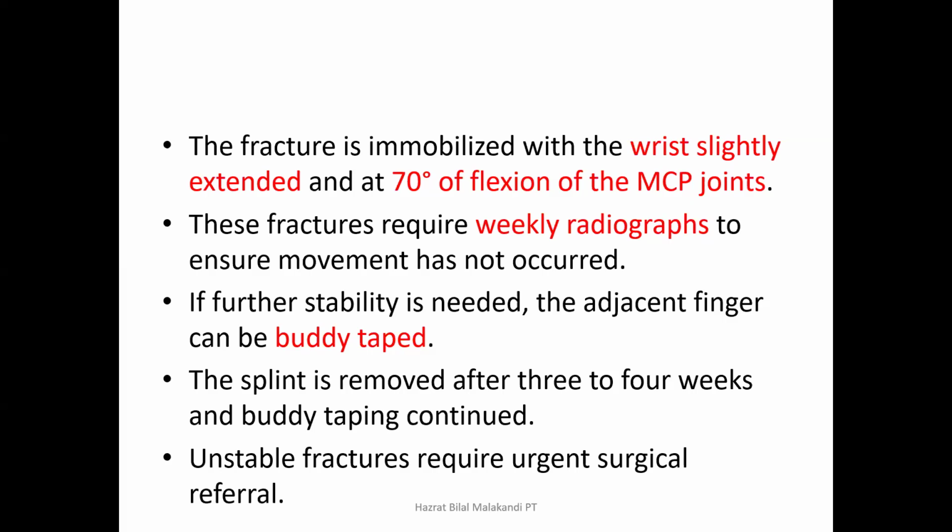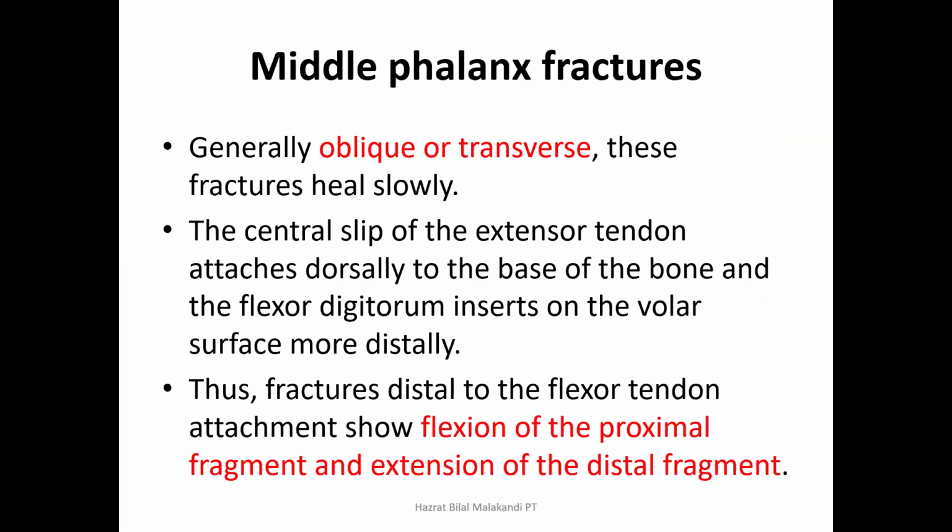These fractures require radiographs on a weekly basis to ensure that displacement has not occurred and that the situation is normal and under control. If there is a requirement of further stability, buddy tape can be used to enhance the stability. The splint is then removed after 3 to 4 weeks, and the buddy taping will continue. If the fracture is still unstable, there may be a need for surgical intervention as well.